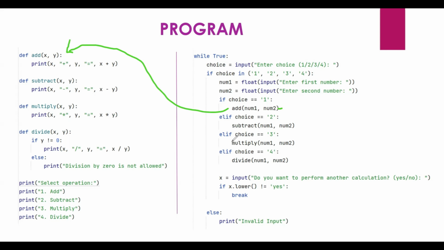Same way, if the user has written 2, then what happens? It will call the subtract function and it will print x minus y. Suppose imagine the numbers are maybe 6 and 3. So it will print like 6, minus is inside the double quote, so it's a string, so it will be printing just like that. y is a variable, so it will print the value, maybe 3. Equal to is in the quotes, so it will print just like that, equal to x minus y. 6 minus 3, the answer 3 will be printed. Same way, it will execute the multiply and divide functions.